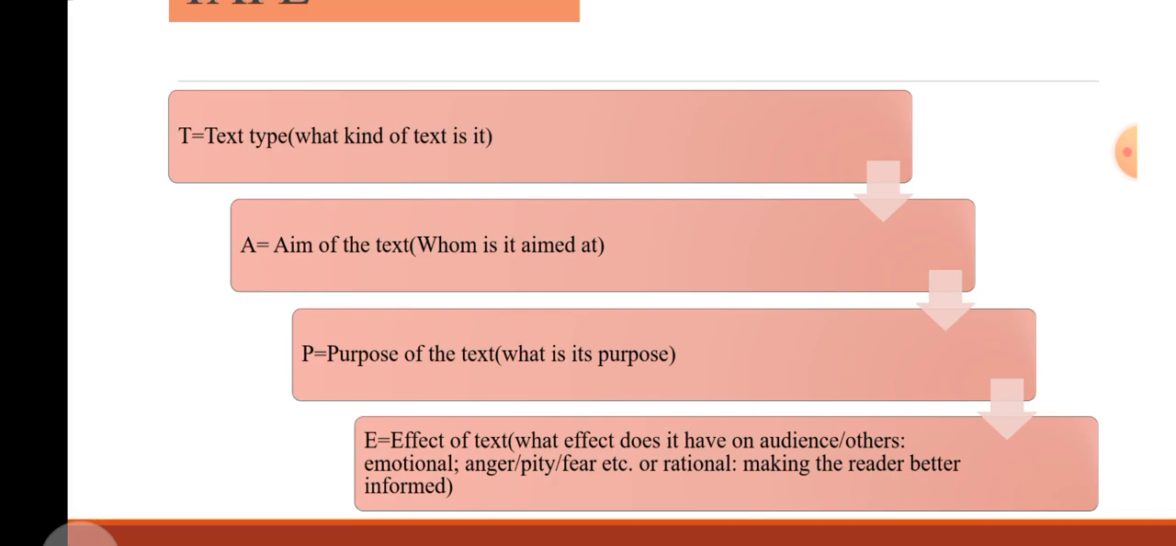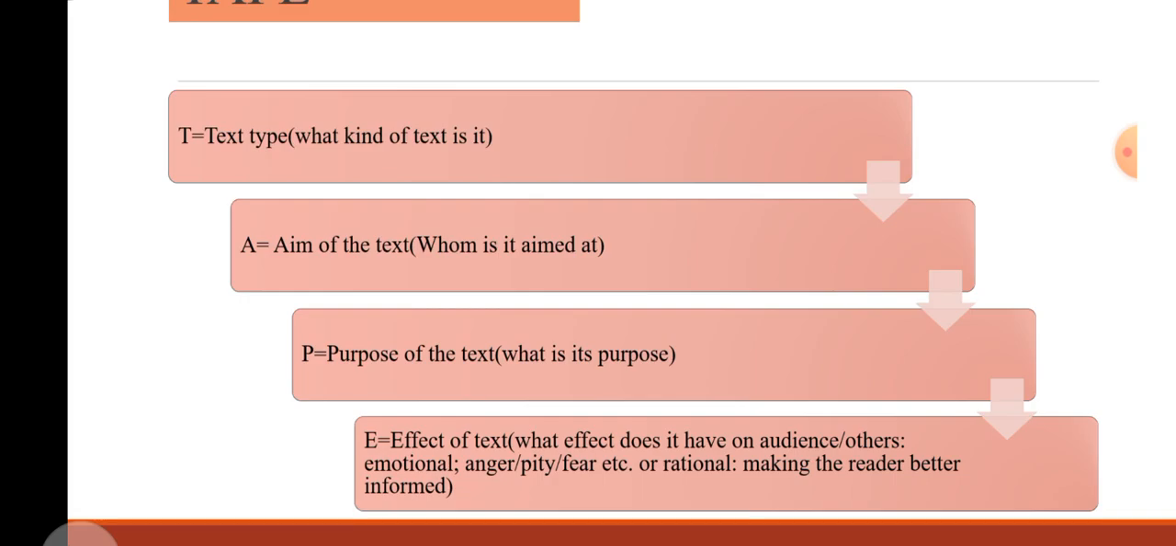So his purpose was only to give expression to that particular problem which was surviving or present in society. The last letter is E. It means effect, the effect of the text. Every text has a sort of effect on the minds of the readers. What effect does it have on the audience, on others, on readers?